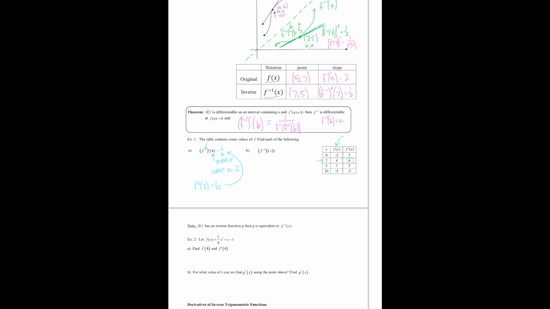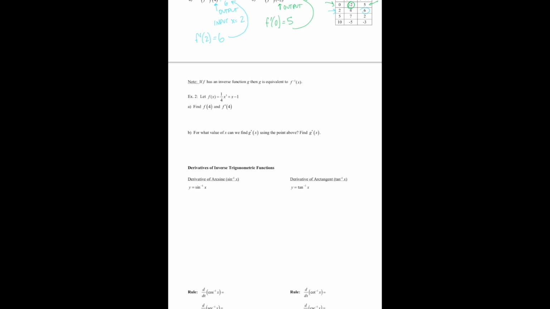Okay, so try that again on this next one. Try that on your own. Pause the video, see if you can figure it out. So this is how my thought process works. This is the output. Okay, so I'm looking here in this column again. I'm looking for an output of -2. There it is. That means my input was 0. So what is the derivative when x is 0? That's over here. It's 5, which means this answer up here is 1/5.